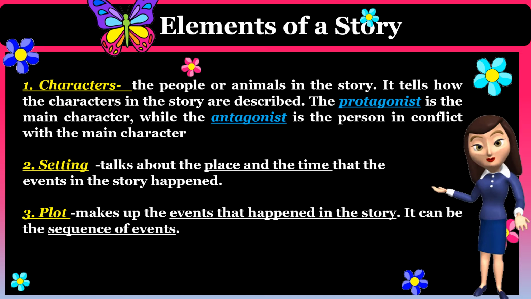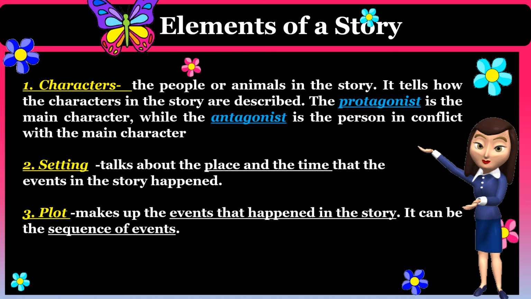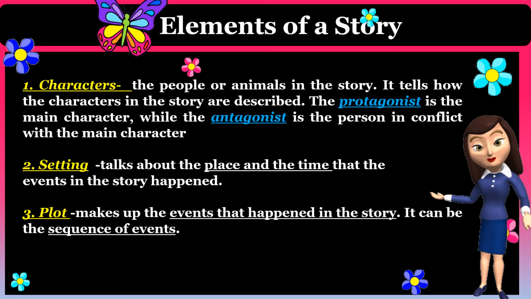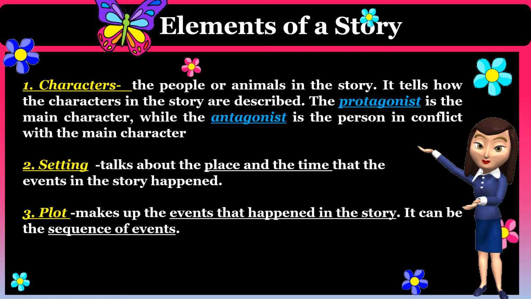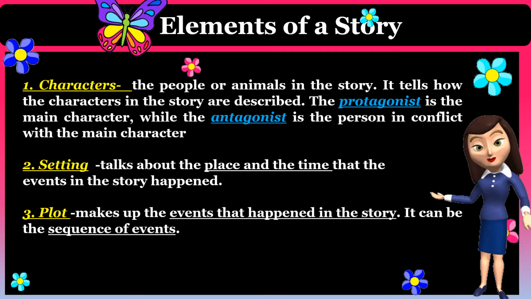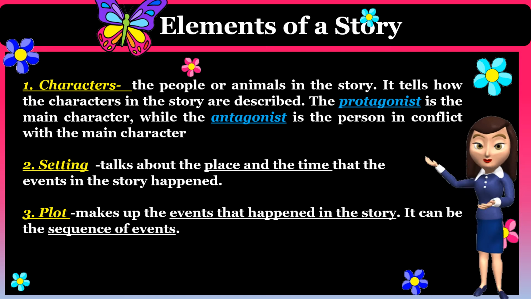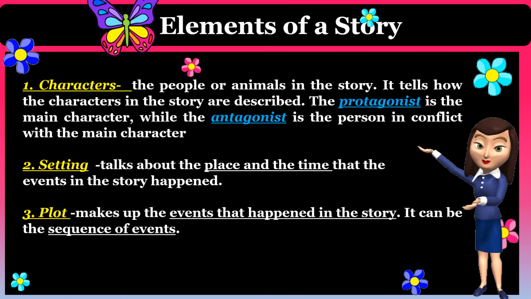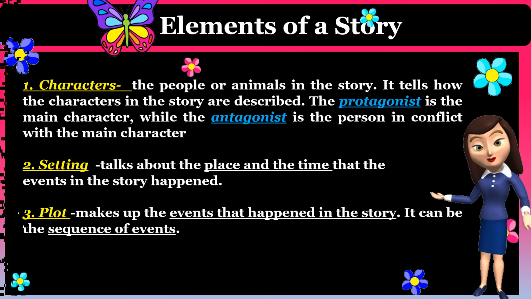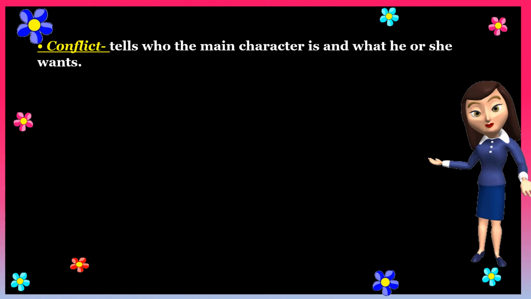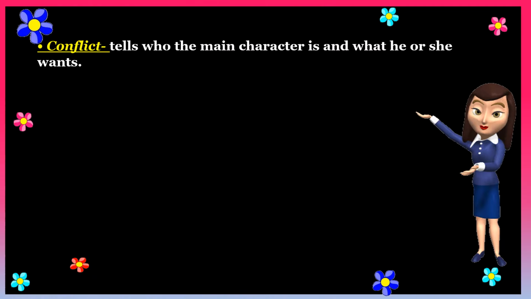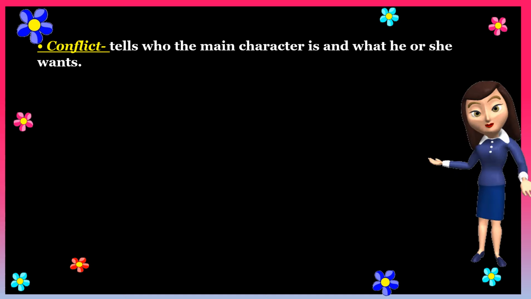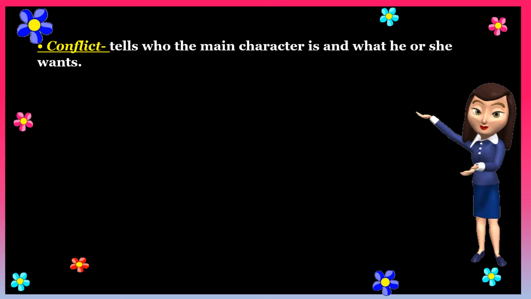Now let's go to number 3. We have the plot. The plot makes up the events that happened in the story, or what we call the sequence of events. So that is how the story started until how the story ended. Did you get it? Okay. Now, under plot, the plot includes, first, the conflict. The conflict tells who the main character is and what he or she wants.